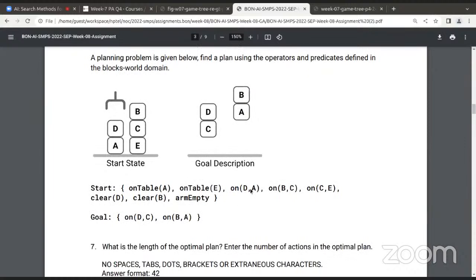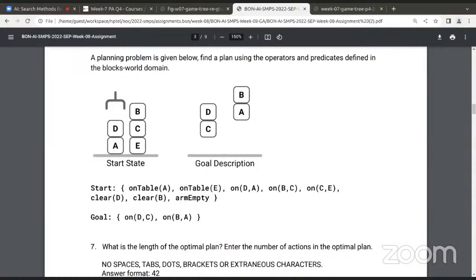First we have to unstack D and A. Unstack D from A. We can unstack B from A. No, that is the goal state. The goal state does not exist yet. Start is what we have with us. Oh, sorry, we have to go backward. In that case, pick up D is what you should do first. Yes, right. So I have to pick up D.